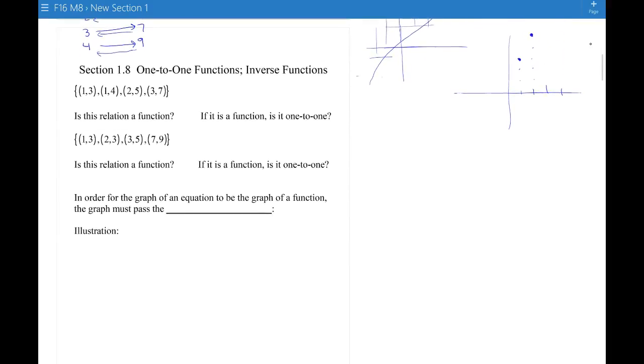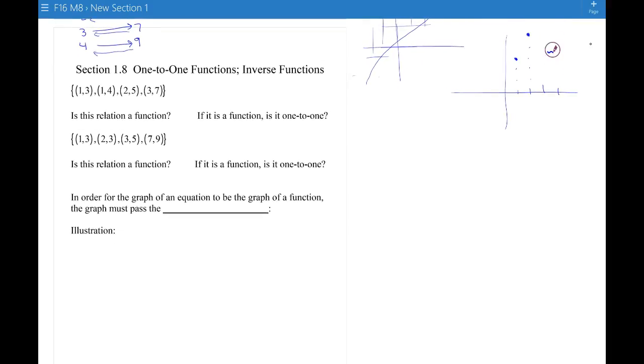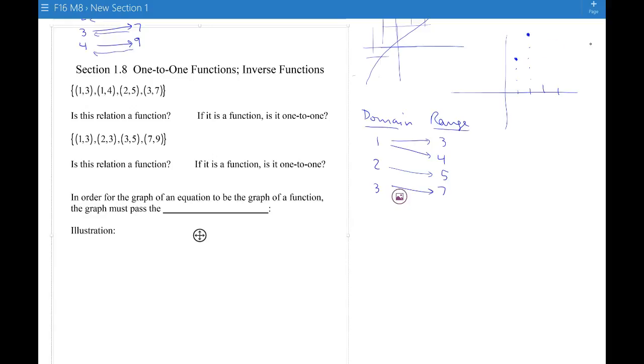Okay, so let's look at this one. I'm going to make a map again with domain and range. If I have 1, 2, 3 in the domain, and in the range 3, 4, 5, 7, and 1 goes to 3 and 1 goes to 4, 2 goes to 5 and 3 goes to 7. Let's see, we've got a problem here because this isn't even a function, because you have one input going to two outputs.